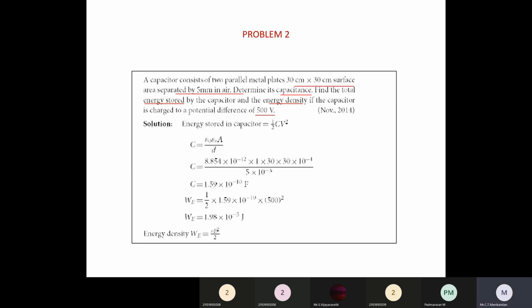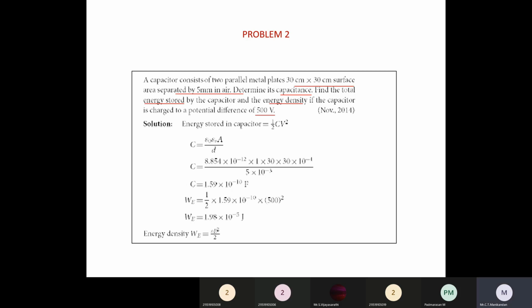So the next model problem we have is this one. A parallel plate capacitor, 50 centimeter by 50 centimeter, separated by 5 centimeter in air. We have to find out the capacitance C, the energy stored WE, and the energy density capital WE. So what is the capacitance formula? C equals epsilon naught epsilon R A by D, as we have seen in the last problem.